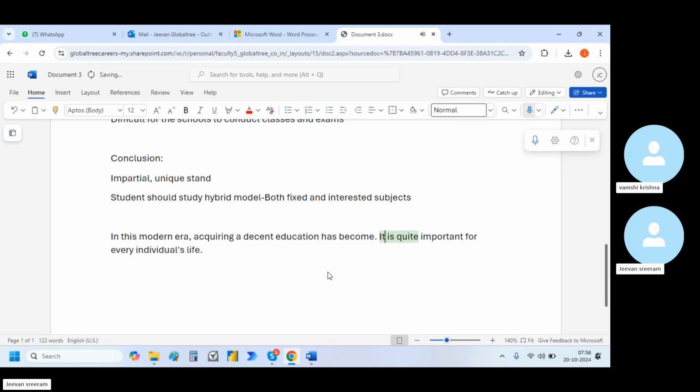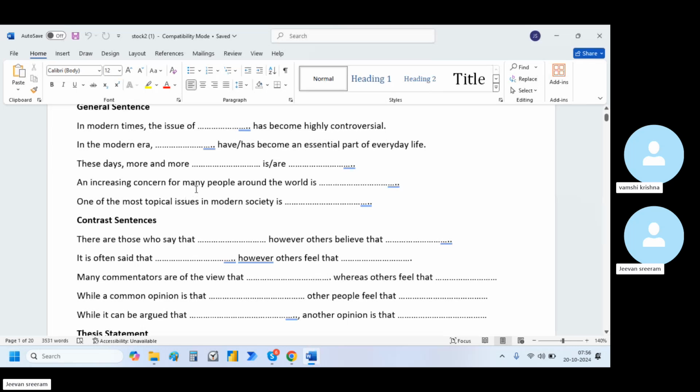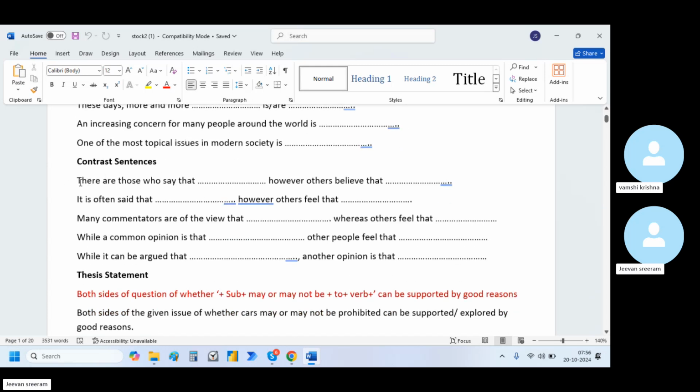Is it okay, buddy? I have made use of it. I have modified it slightly. In this modern era, acquiring a decent education has become quite important for every individual's life. It's talking about education, right? Yes, sir. We should be able to write a general topic statement, whatever the general topic you have found in the given question.